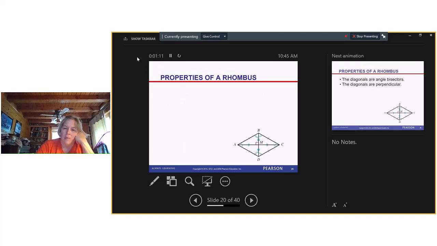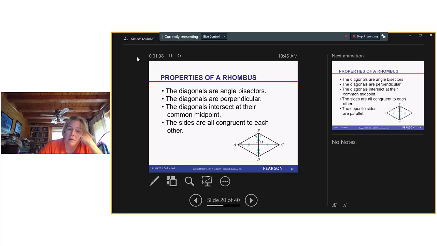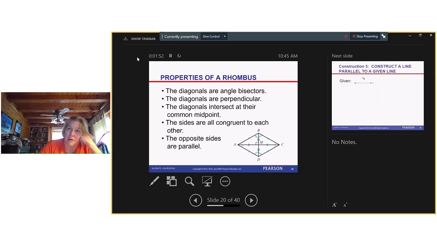So for a rhombus, they're angle bisectors. They're perpendicular. So if you see in the very center of that diagram, AC is perpendicular to BD at point M. And when you draw this, even though the angles are not the same, opposite angles are, but all the sides end up being the same length. And opposite sides are parallel.